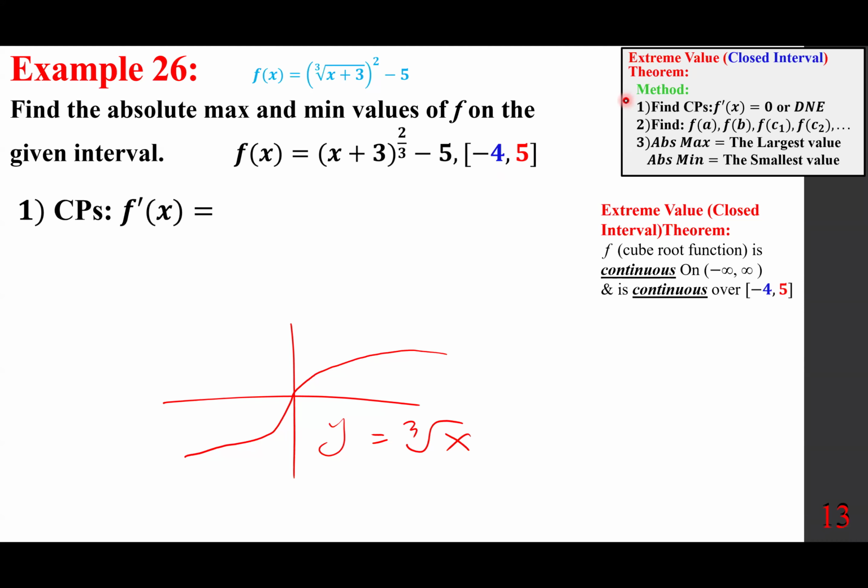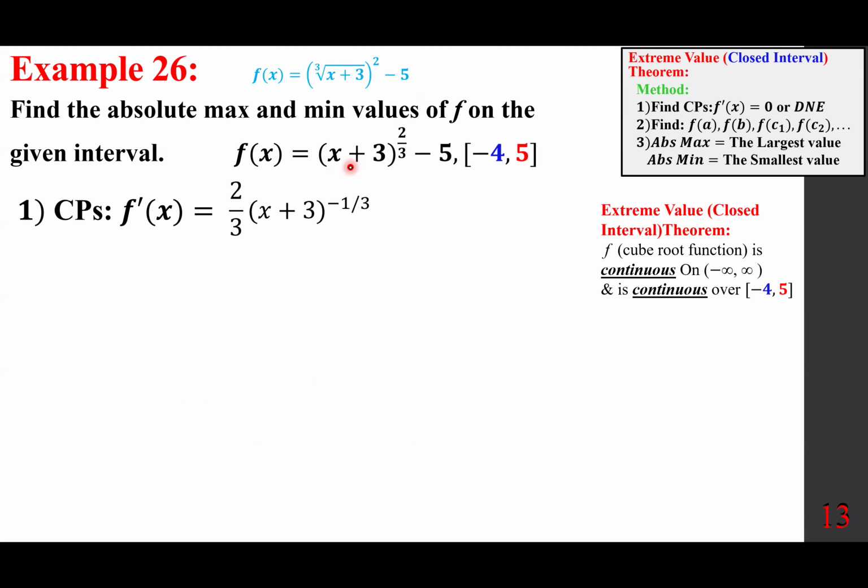differentiating. So to do so, I'm going to erase my work again. So this is 2/3 x plus 3 to the power of negative 1/3 because 2/3 minus 1. And then the derivative of the inside is 1. We don't have to write it. So negative 1/3 exponent goes down. So x plus 3 to the power of positive 1/3 or the cube root.